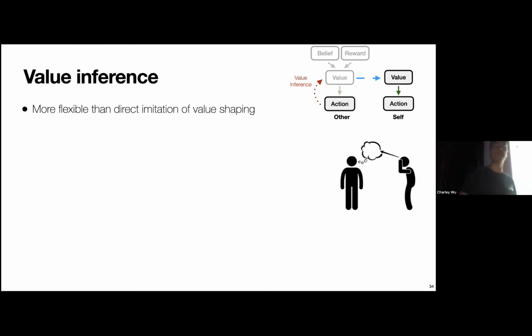The first type of theory of mind strategy I want to talk about is value inference. We can think about this as something that's a bit more flexible than this direct imitation of behavior, which we get through value shaping. So the basic idea is that we observe someone else's actions and we then infer something about their values about the world, and then use that to inform our own values this way. So value shaping is going directly from action to value. Here we're first inferring the value and then using that to inform our own.